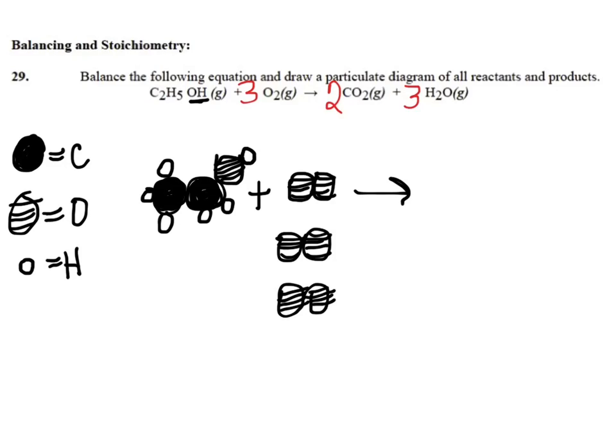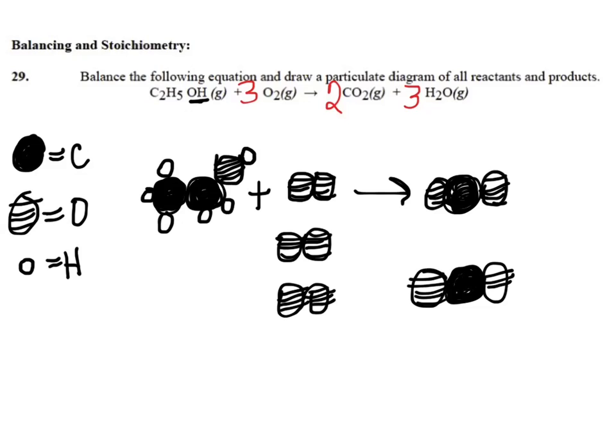Now we need our carbon dioxide complex. So we know that carbon is in the middle. We need 2 of those in the middle. And carbon dioxide is linear, so then we have oxygen on either side. And then we need 3 waters, and water looks like little Mickey Mouse here. Have all of our oxygens and then our hydrogens.